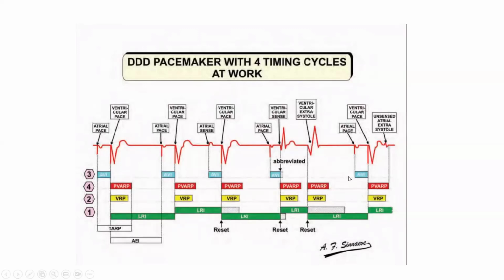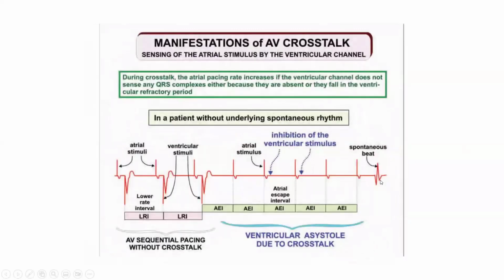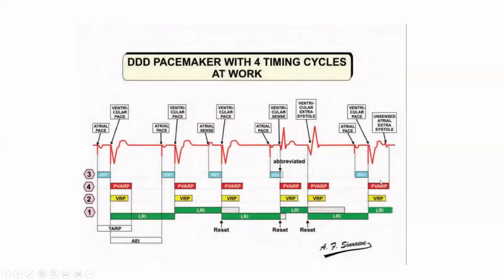And if this atrial escape interval ends without a P wave, it will fire in the atrium, causing an atrial spike, P wave, AV delay, and then pacing of the ventricle with a QRS complex. And here we find an atrial extrasystole, and this atrial extrasystole is not sensed because it falls inside the PVARP. So for the pacemaker, it didn't happen, and the pacemaker doesn't record it.